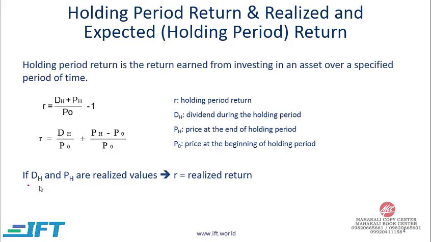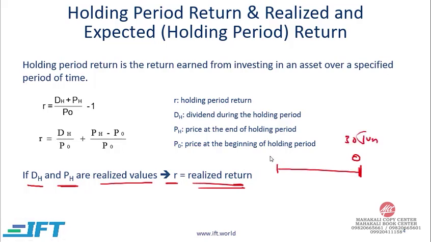If the dividend and the holding period price are realized, then we call R the realized return. And this is fairly straightforward. Let's say that you are sitting here at this point in time, say this is 30th June, and you made your investment on 1st January. This is the holding period. You made the investment here on 1st January, and then you sold your stock for 58 here, plus you got your $2 dividend. Then the return of 20% would be called a realized return.